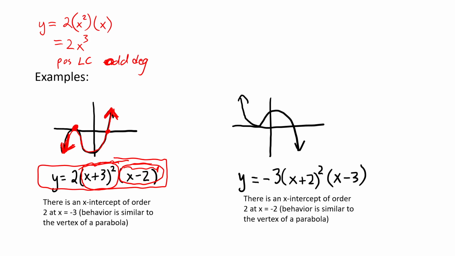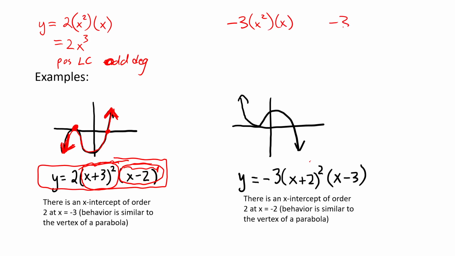So we start by knowing what the end behaviors are, then we know what the x-intercepts are, then we make note ahead of time what the behavior will be like at those x-intercepts, and then we draw our curve. Similarly, what if we were given the polynomial function on the right? Well, looking at that, I would say my lead term will be -3 times x squared times x.